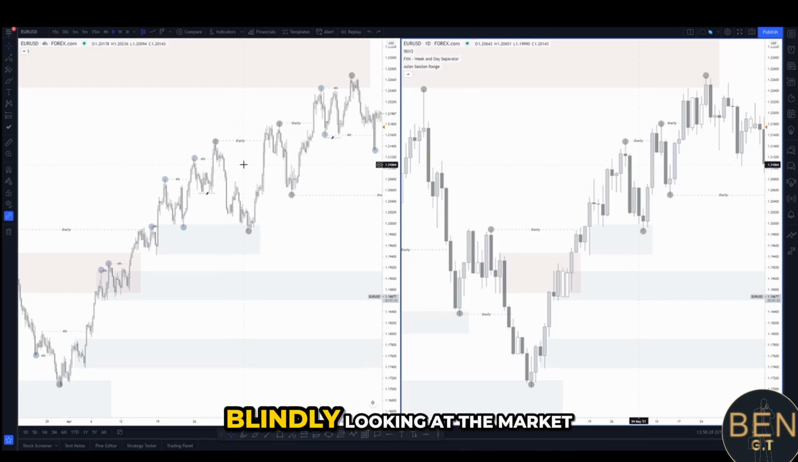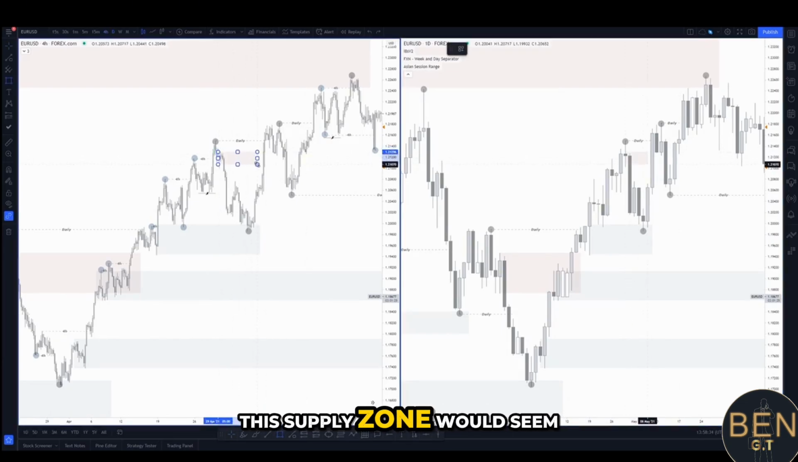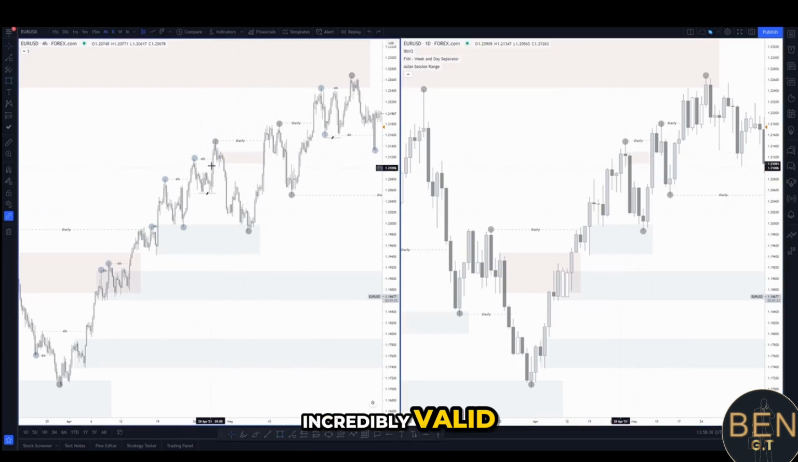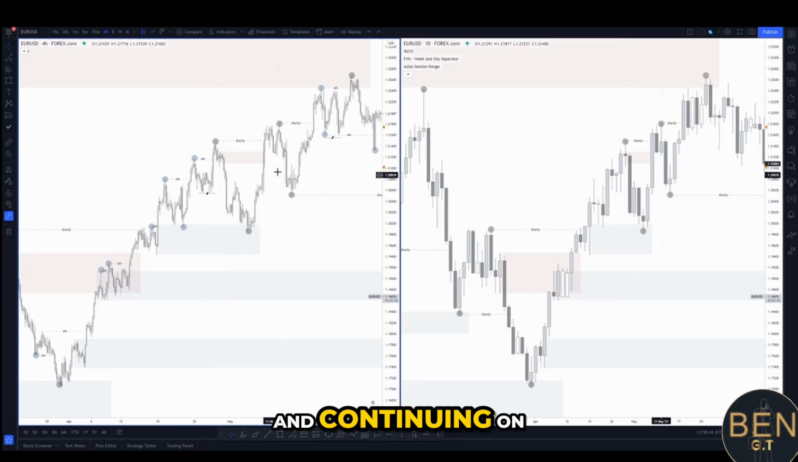Because if we are just blindly looking at the market, not factoring in the daily chart, looking for sells at, say, this supply zone would seem incredibly valid, seeing as this is range created supply. We have a large drop to the downside. We're breaking structure or liquidity in this case and continuing on. We would expect that to hold and sell off.